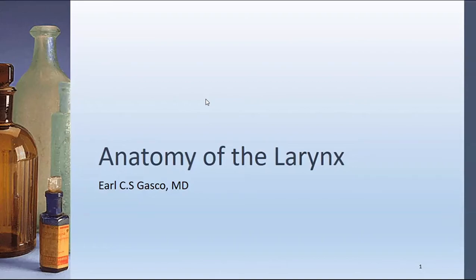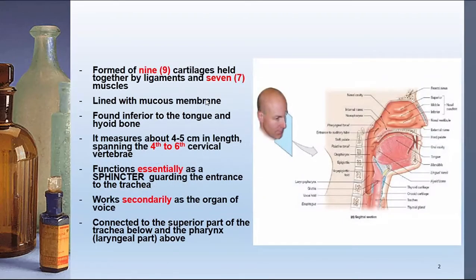So to start, the larynx is a tubular structure, which is formed by 9 cartilages and held together by ligaments and 7 muscles. Some books say 8, some books say 7 muscles, but in our book we use 7, so we'll follow 7 muscles. It is lined by mucous membrane. It is found inferior to the tongue and the hyoid bone.